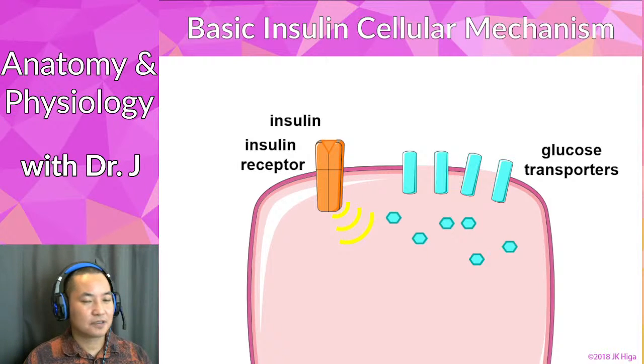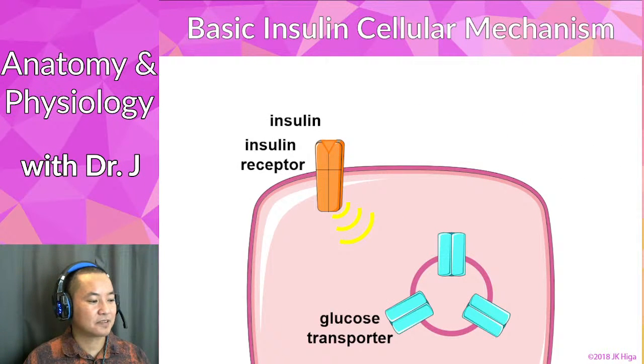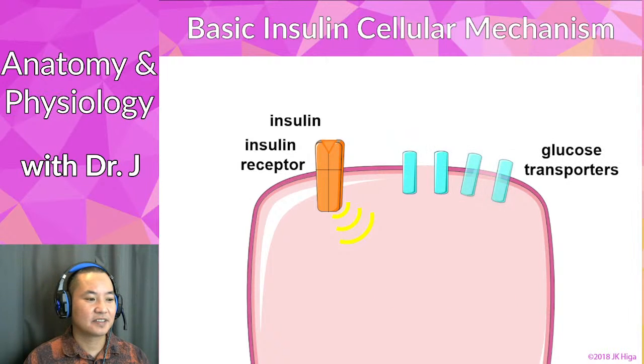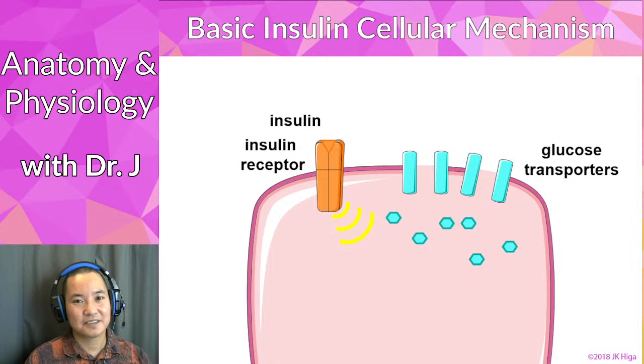These glucose transporters are important in this aspect, and this is what I want you to know. Insulin binding to the insulin receptor causes glucose transporters to appear on the cell surface. When glucose transporters appear on the cell surface, they can move glucose into the cell. This is what I want you to know.